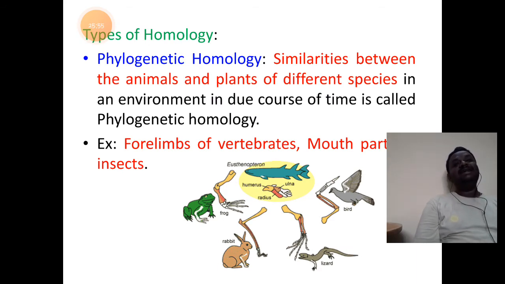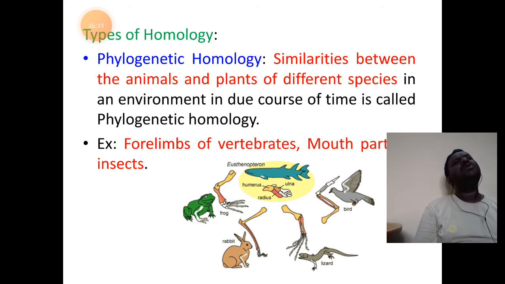When we look at the types of homology, there are three main types. Number one, phylogenetic homology. Number two, sexual homology. Number three, serial homology. First type is phylogenetic homology.